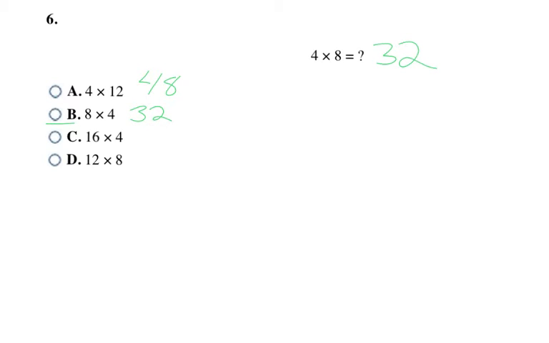If I look at it, the commutative property tells me that I can take 4 first, then 8 second, or I can take 8 first and 4 second. And so this is definitely showing the commutative property, so my final answer is going to be B.